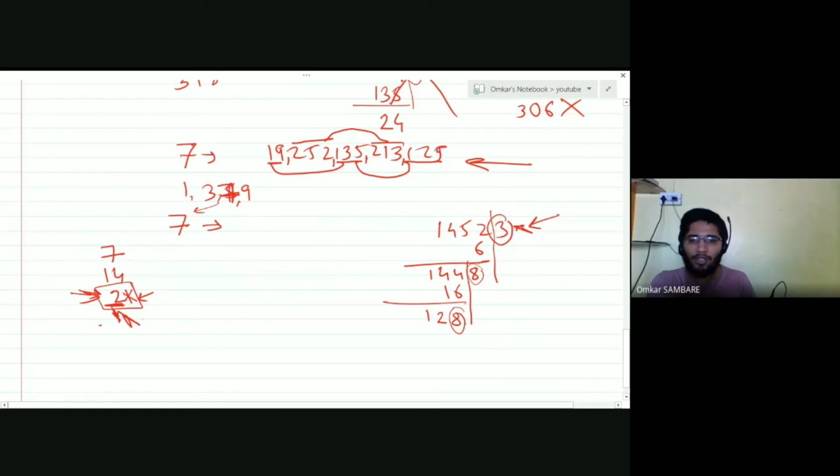So instead of that, we will check whether 128 is divisible by 7 or not, and we can do it very easily. Divide 128 by 7: 7 1s are 7, remainder is 5, and 7 8s are 56, remainder is 2. So the remainder here is 2, which means the number is not divisible by 7. In this way also we can check for divisibility of 7. So there are two ways for 7.